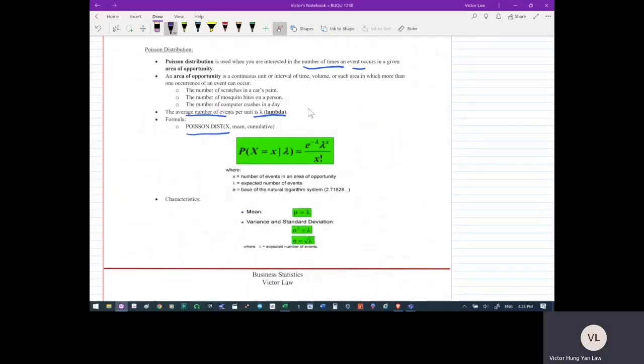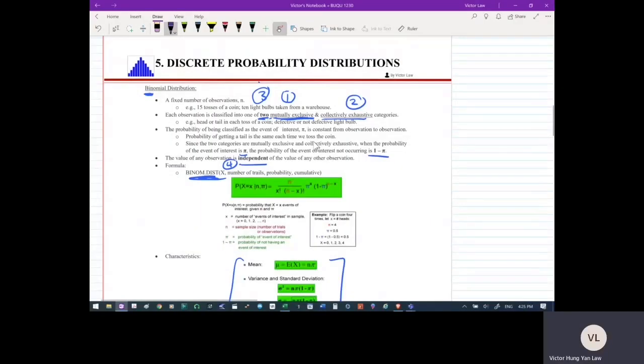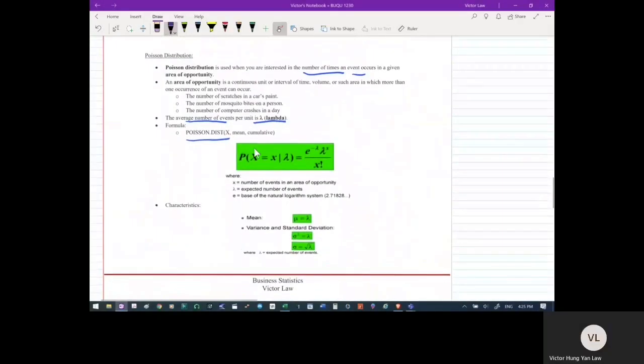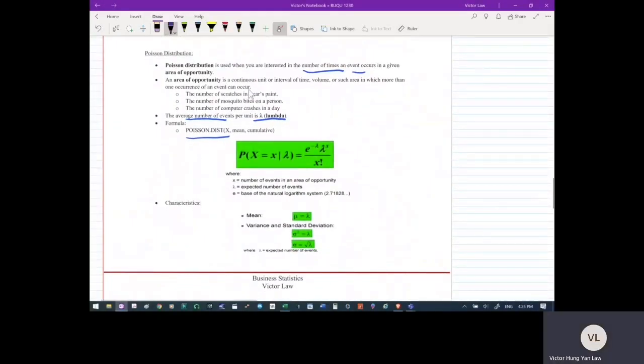How you know the difference between Poisson distribution and binomial distribution is that for Poisson distribution, you're given an average number of events that will occur. So you're given a number. While for binomial distribution, you're given a probability, which is your pi. So number for Poisson, probability for binomial.